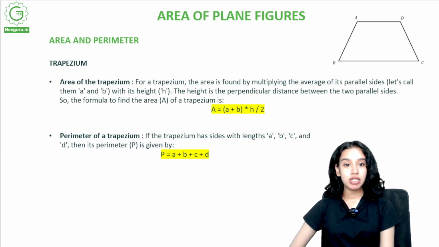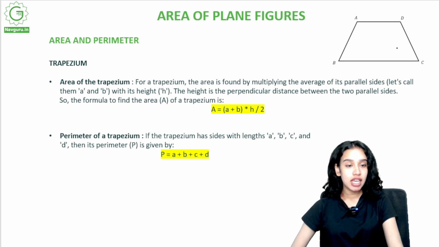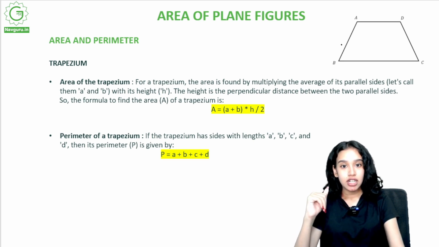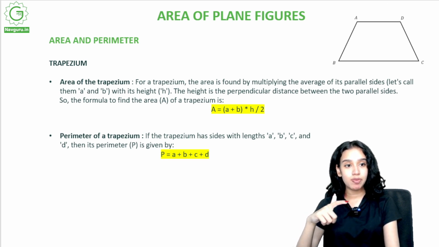Now, let's talk about trapezium, right? What is trapezium? We have two parallel lines and two non-parallel lines, right? Now, for a trapezium, the area is found by multiplying the average of its parallel sides with its height. The height is the perpendicular distance between two parallel sides.